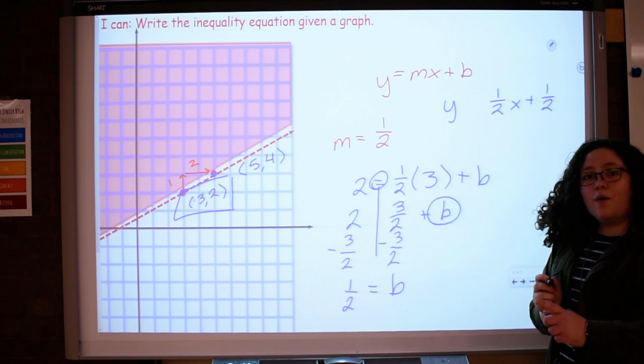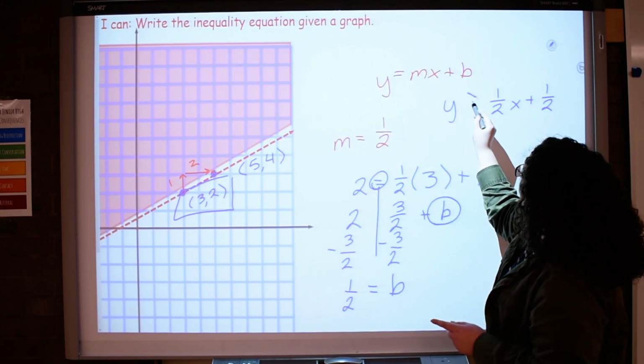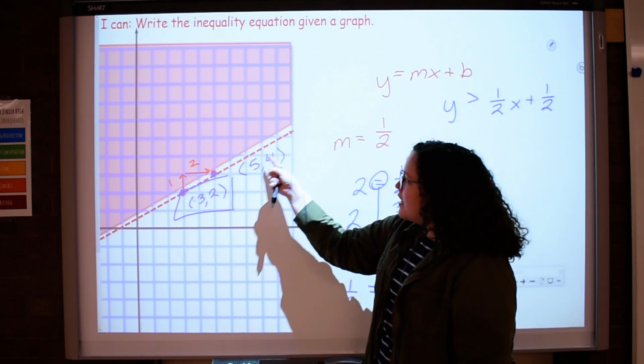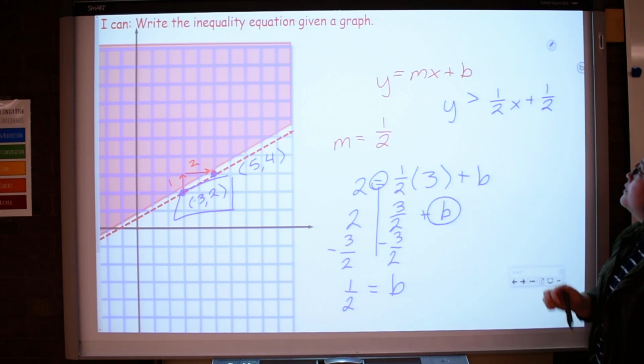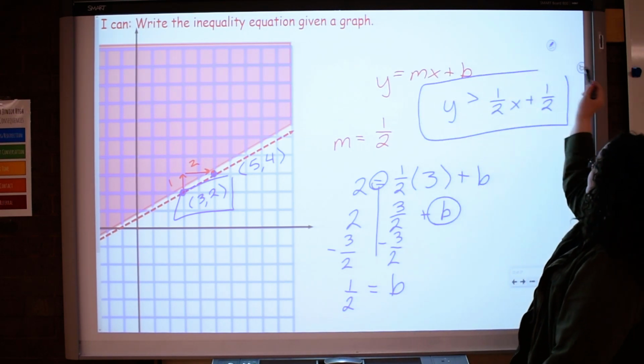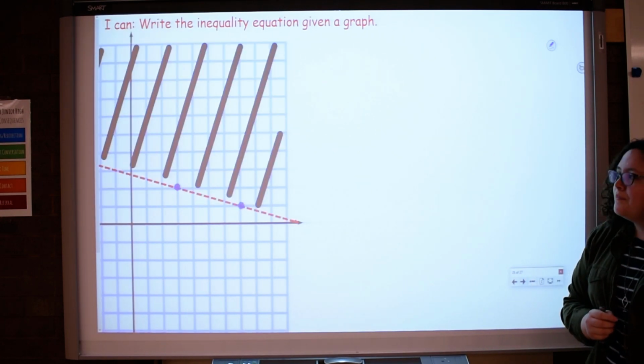Now let's figure out what the inequality is. All right, well, it's shaded above, so that means greater than. Is it included? Well, this dotted line says that the line is not included, so it does not get an "or equal to." And there's your answer. Nice. All right, try this one out.